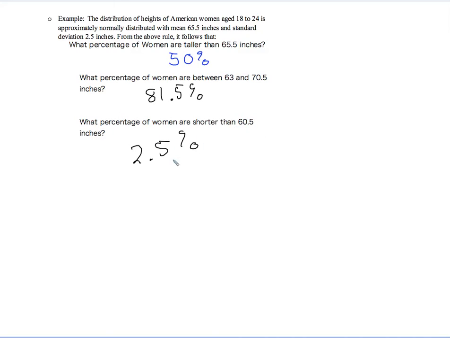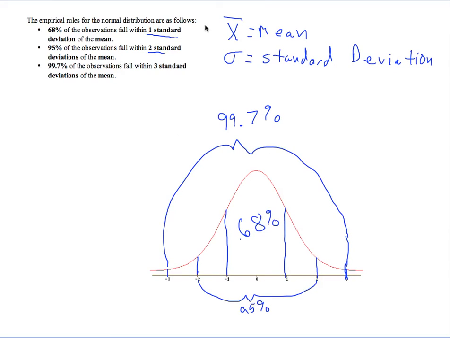So if you picked out 100 randomly picked women, you would get about 2 to 3 of them. You wouldn't get 2.5 of them. You get 2 to 3 of them. And that group of 100 should be about 60.5 or shorter. I hope this helps on understanding how to do the normal distribution and how to do the standard deviations and figure out your percentages.